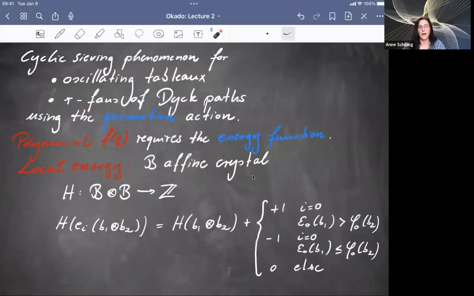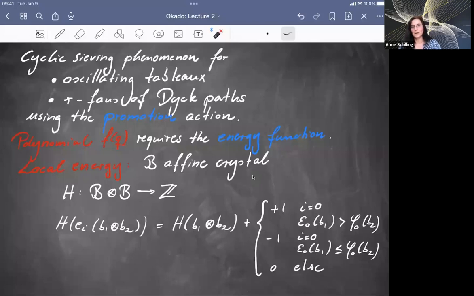Okay, so what we want to do now is find a cyclic sieving phenomenon for the cases that we have looked at. So we looked at the vector representation of type C, which in terms of combinatorial objects was also given by oscillating tableaux. And then we also looked at tensor powers of the B spin representation of B_R, and the combinatorial objects associated to that were R-fans of Dyck paths. And the cyclic action on this that we want to look at is the promotion action that I've defined for you.